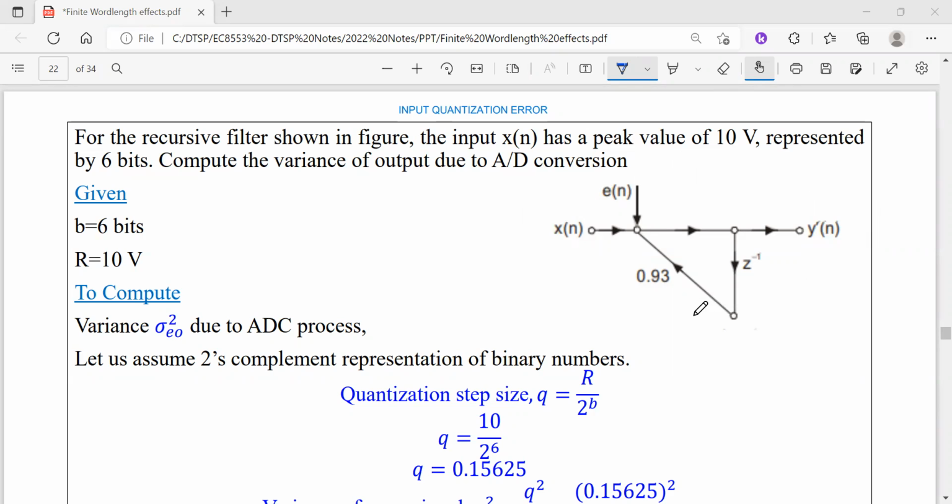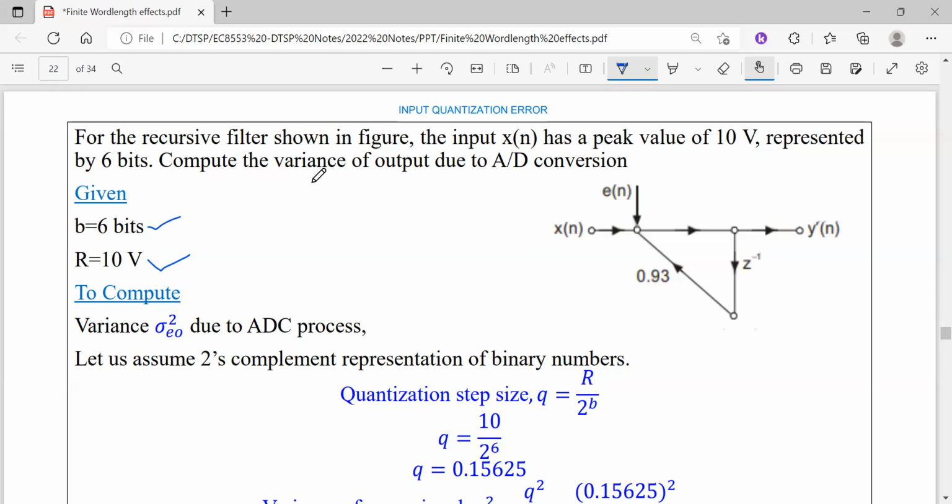Now let's write the given values first. It's mentioned that the given signal x of n has a range of 10 volts. So R is 10. The next is, it is represented by 6 bits. The number of bits including the sign bit is 6.